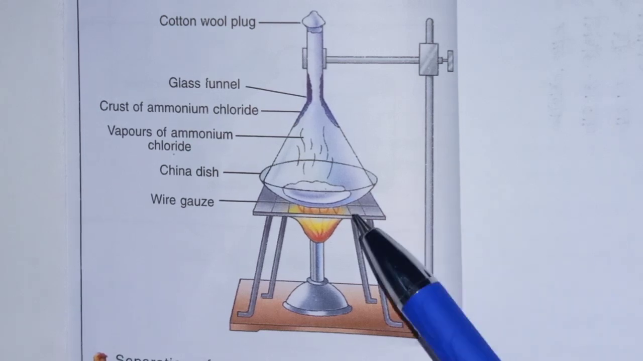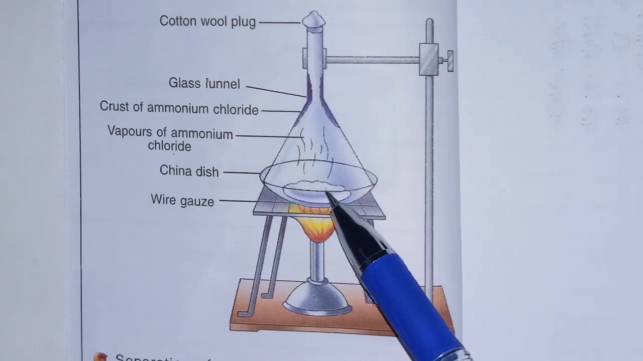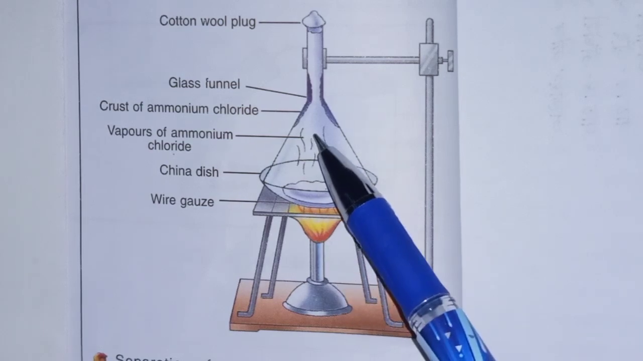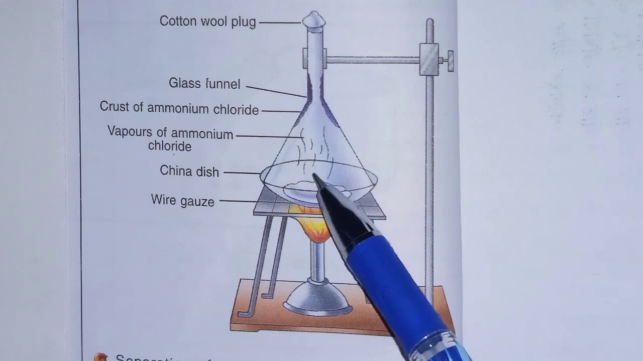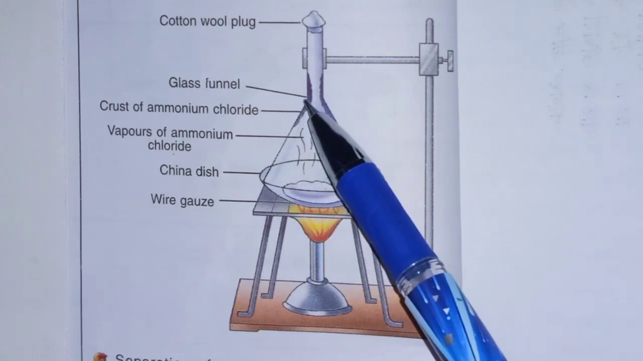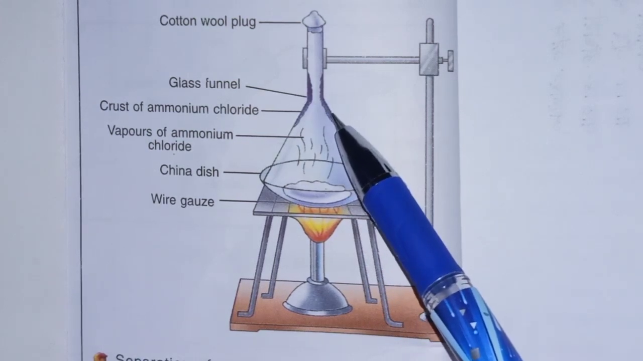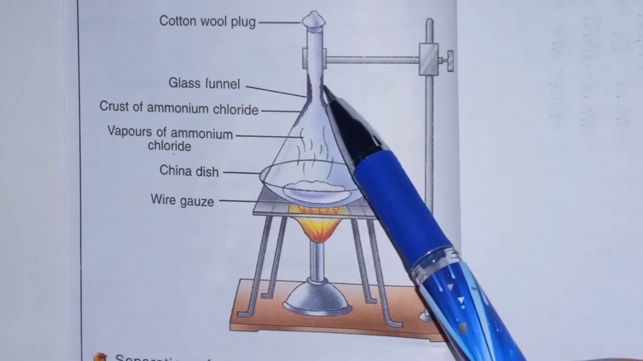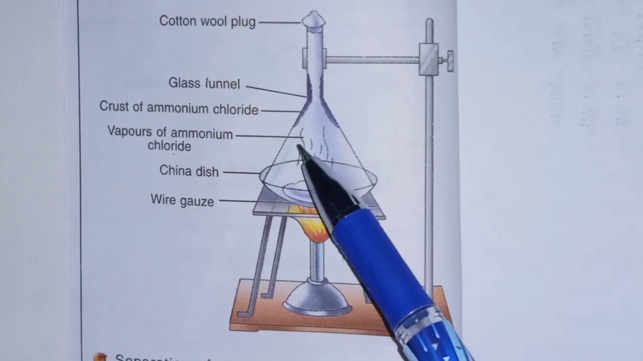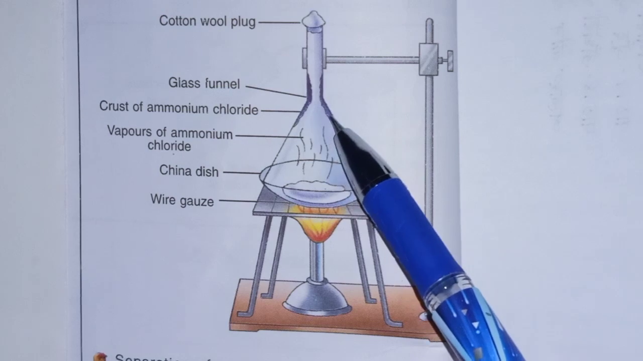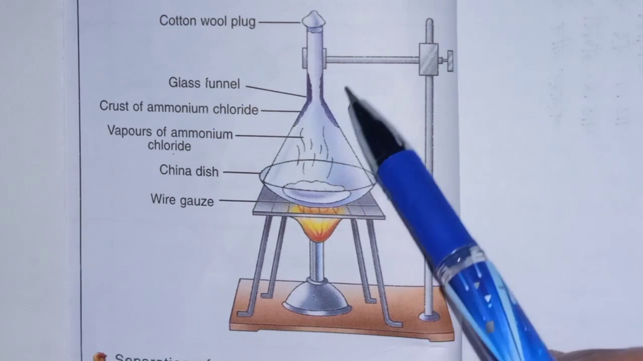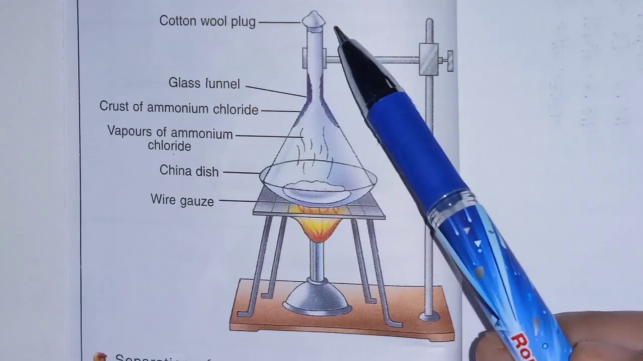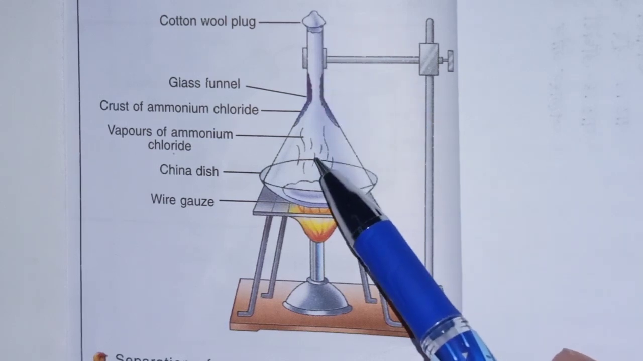See, one more time I am explaining. A mixture of ammonium chloride and common salt is there. On heating, ammonium chloride, being a sublimable substance, will form vapors, and when it comes in contact with the funnel, it will cool down and be deposited on the surface of the funnel. That means it is converted back into solid state. This cotton is here to stop the vapors of ammonium chloride from escaping.